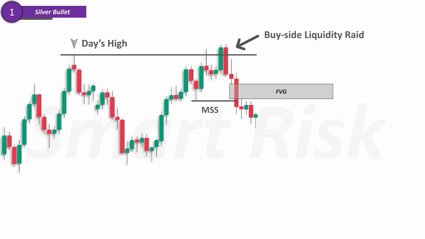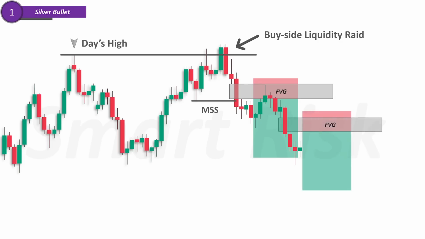Then mark the bearish fair value gaps that formed along the way as supply zones. Set a sell limit order at the start of the FVG zone and wait for the price to pull back to this area. If new FVGs form, you can plan future trades, but always follow a proper risk management plan.